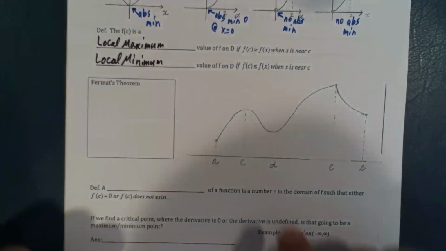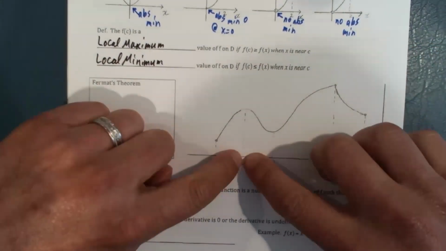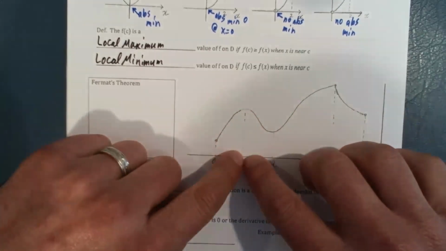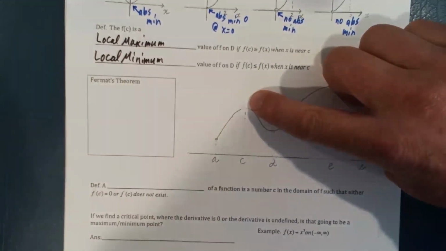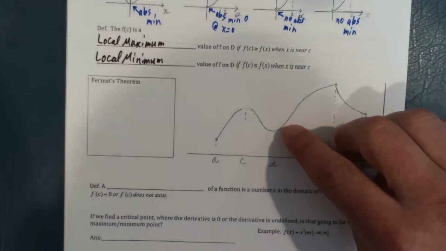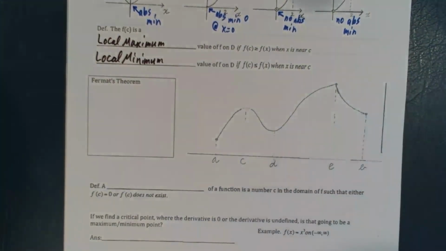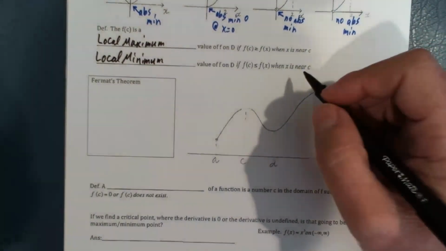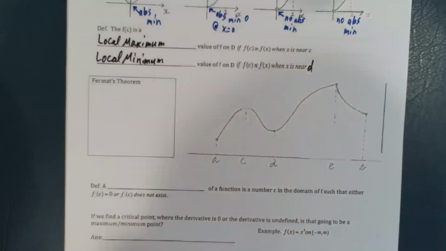So you can see down here, at c, we are at an absolute max. And when we're close to c, all of these x values are going to give us y values that are smaller than this maxed out point right here. Is basically what that's saying. Now here, I'm going to change that to, when we're near C, we have a local minimum. So that's down here.